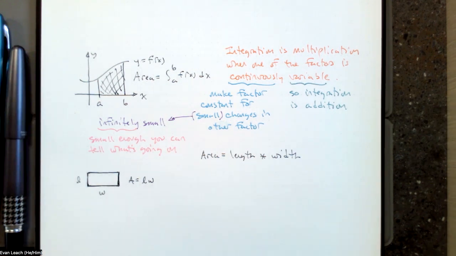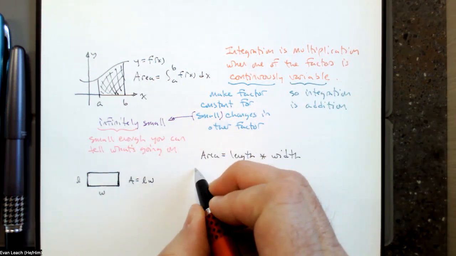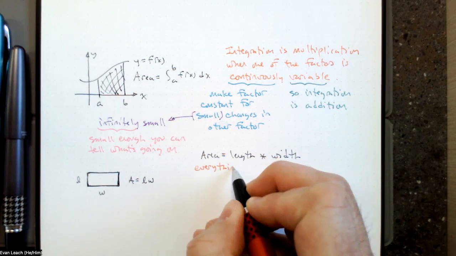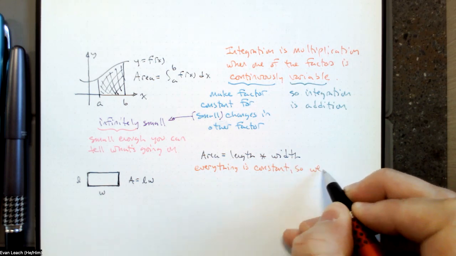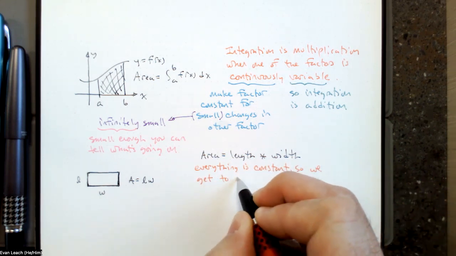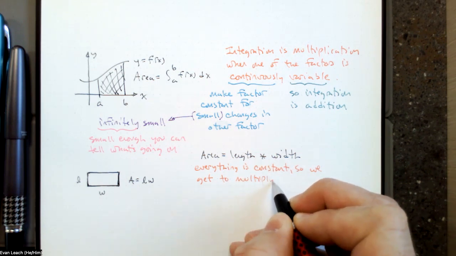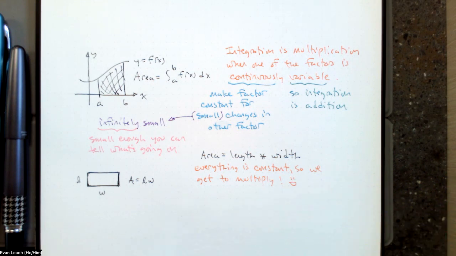So if everything is constant, we get to multiply. Stage one, everything is constant, we get to multiply. Yay, us. This problem brings me back to elementary school or middle school, depending on when we learn our geometry. Now, if the length changes, but it changes in chunks, then we still get to multiply, but we have to do addition.